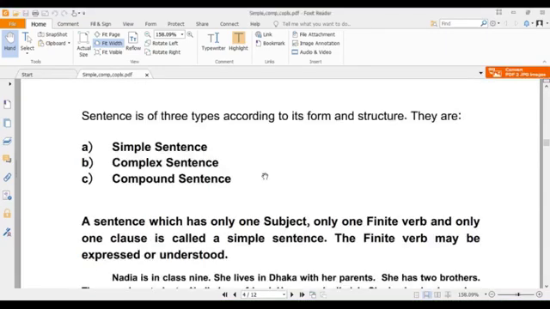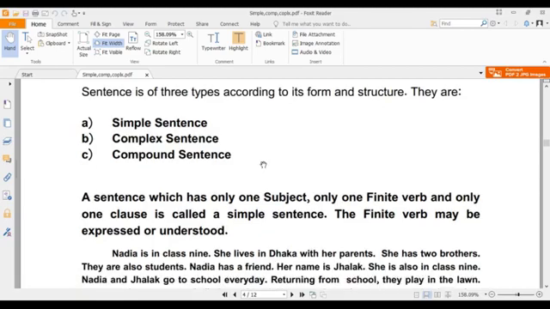Now we are going to know about sentences according to the structure and form. Sentences are of three types according to their form and structure. They are simple sentence, complex sentence, and compound sentence.